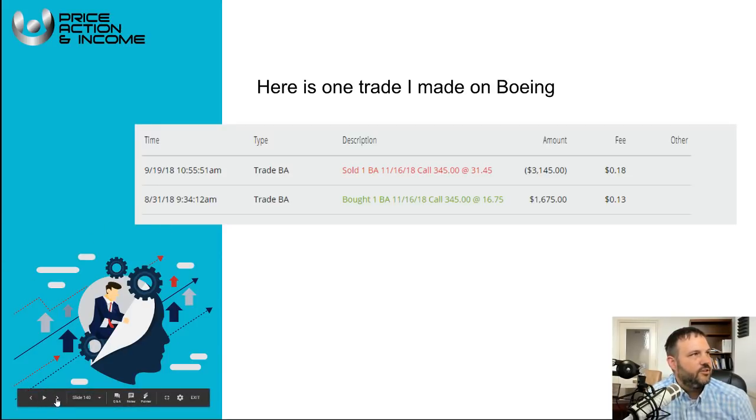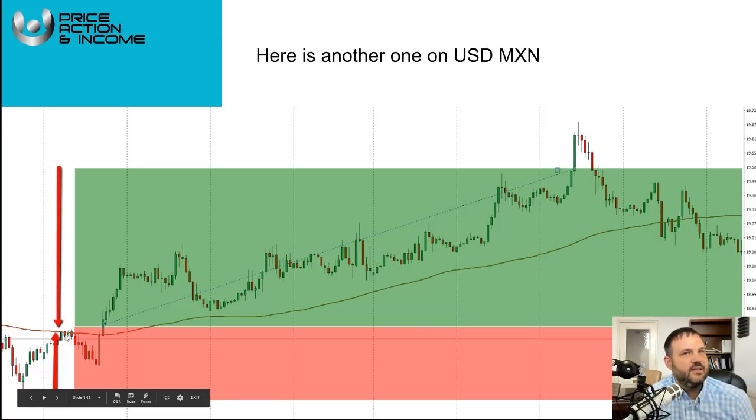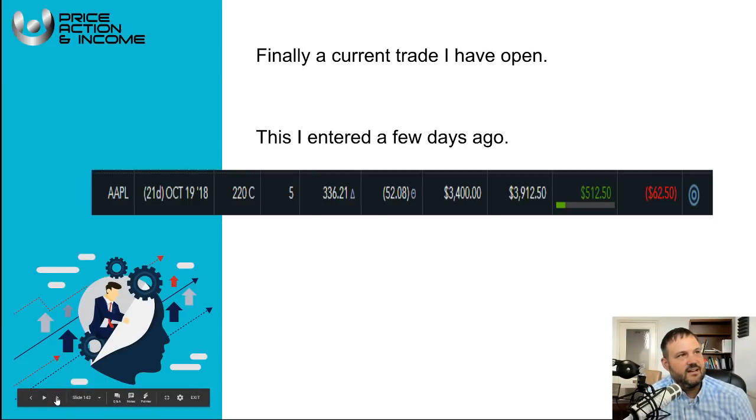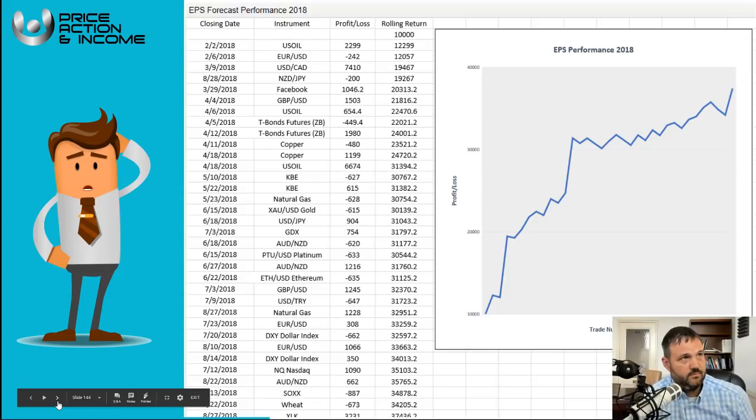Pretty nice return. Here's another one on the USD Mexican. You can see there was the entry, nice tight stop with a really big return. And here's another one on US oil that hit really big. And this is just like recent. And here's the Apple that I did just a few days ago. I'm currently up $512 on that trade. So if it hits the target, I could make probably another $1,500 on that one as well.